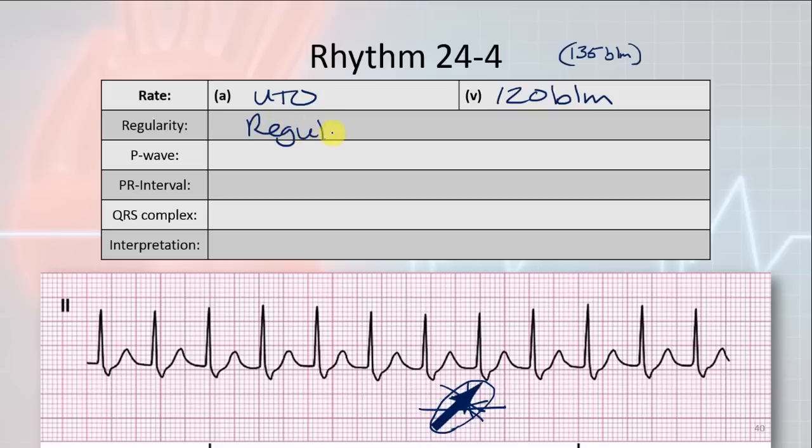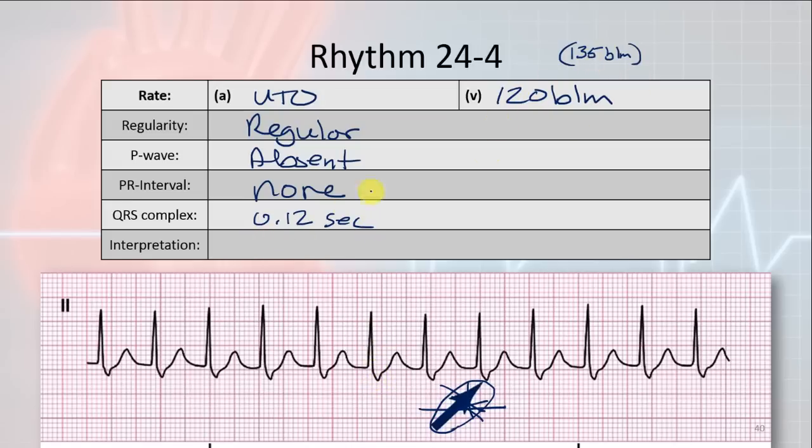I'm going to say it's regular. P waves, I'm going to say are absent. PR interval, you don't have one since you don't have a P wave. QRS complexes, I can't tell what this is, so I'm going to say 0.12 second. It's borderline. I would probably do a 12 lead anyway. So these are probably pseudo S-waves.